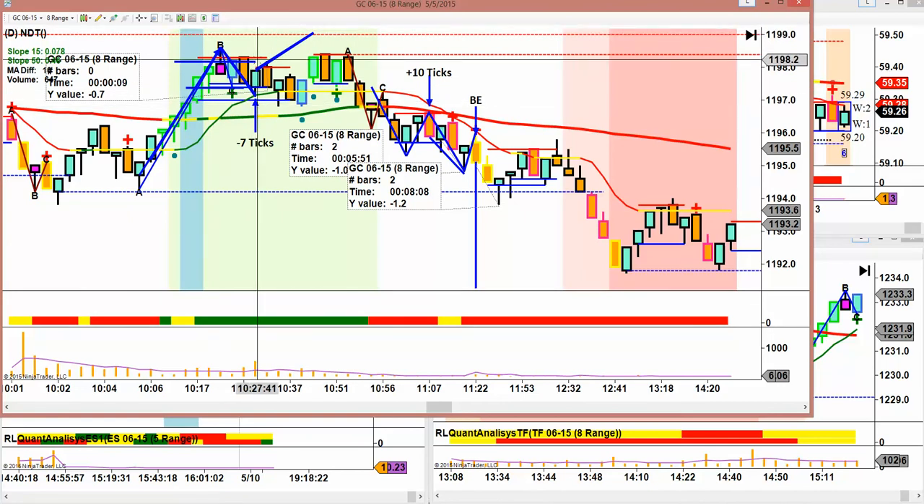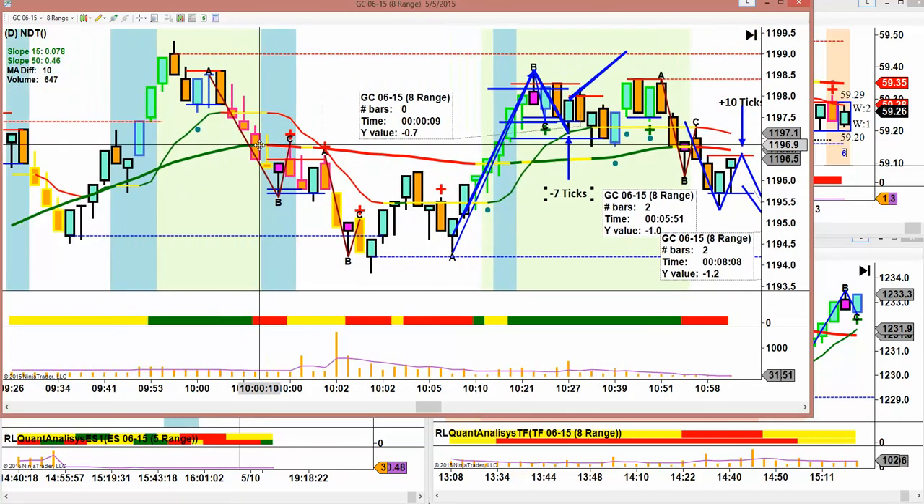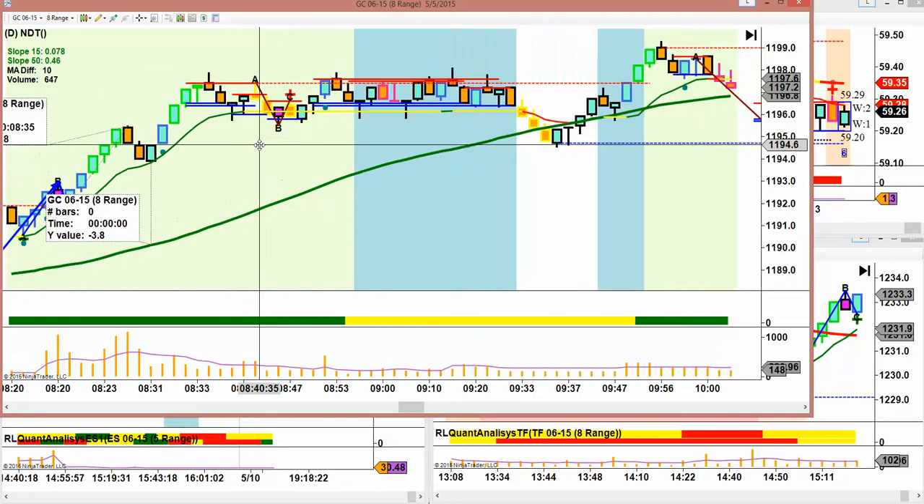It just didn't go. And not every trade is going to go. I lost 7 ticks on it. But if you stay focused and you get 3 or 4 wins, it's going to wipe that one out. And gold is by far and away the toughest chart to trade, without a doubt.